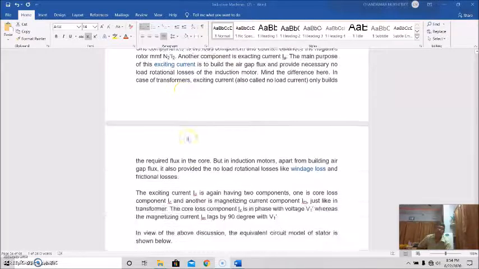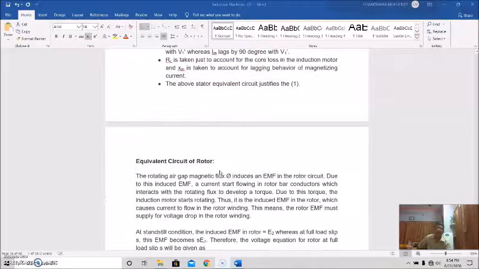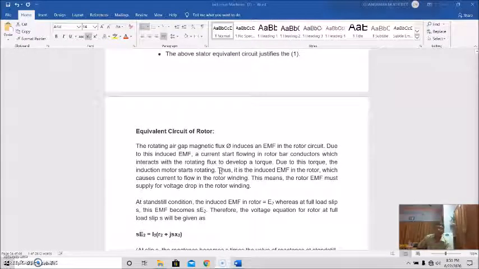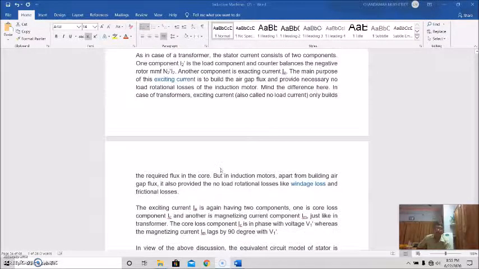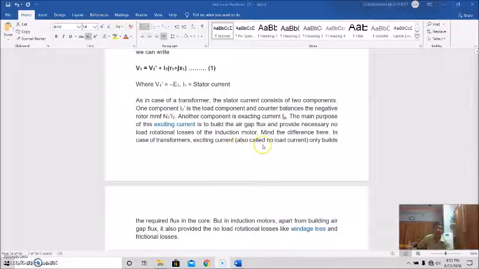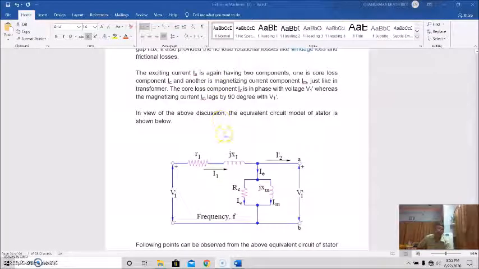If you apply Kirchhoff's voltage law here, you'll find V1 equals this plus this drop. Is it clear? I think you have understood it. So from this equation, this is how it is represented in the equivalent circuit.